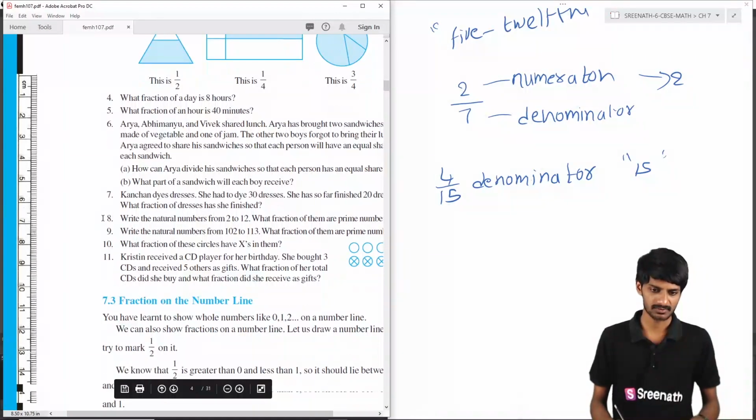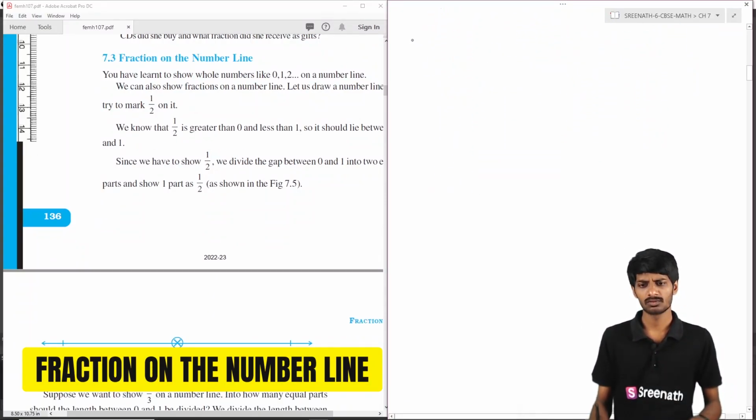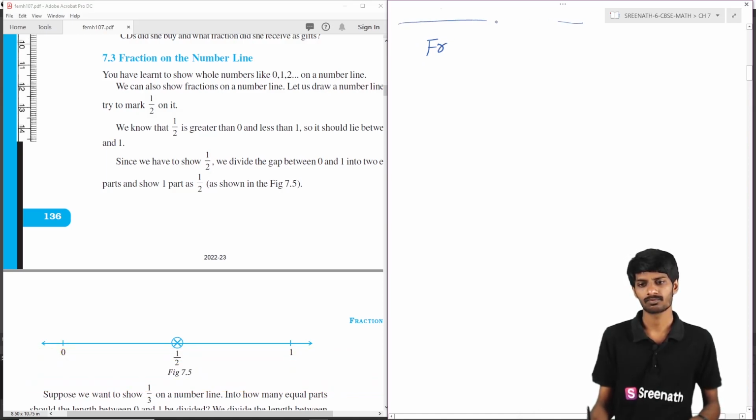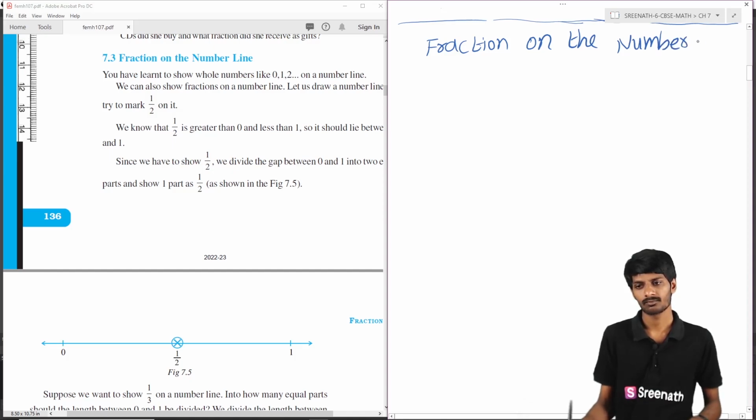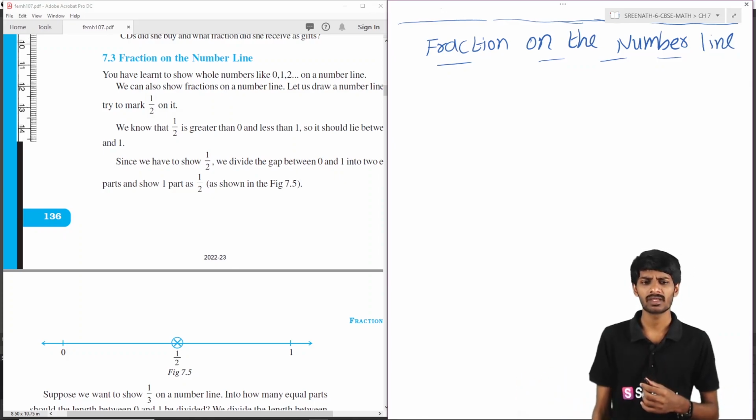you can solve, students. Next thing is fraction on the number line. Okay, students, we know the number line and we have represented the integers, whole numbers, natural numbers on the number line. Now if we want to represent a fraction on the number line, how will we represent it?